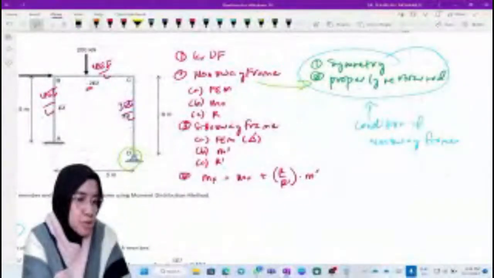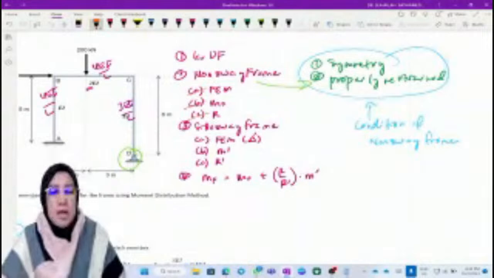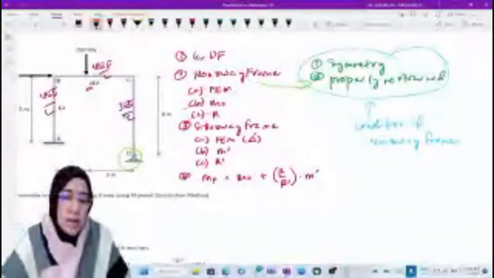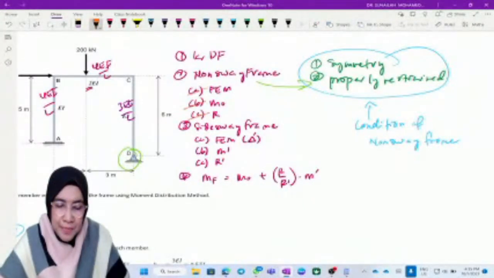Settle part 2, part 2 A, B, C. That is a non-sway frame. For the non-sway frame, we analyze the fully restrained frame. There is no delta, so we can calculate FEM due to external loading only. After we get FEM, we put it into the table and do moment distribution, and the end moments from the table we label as M naught.